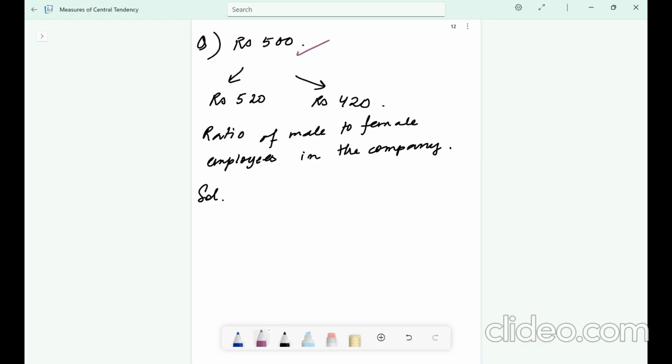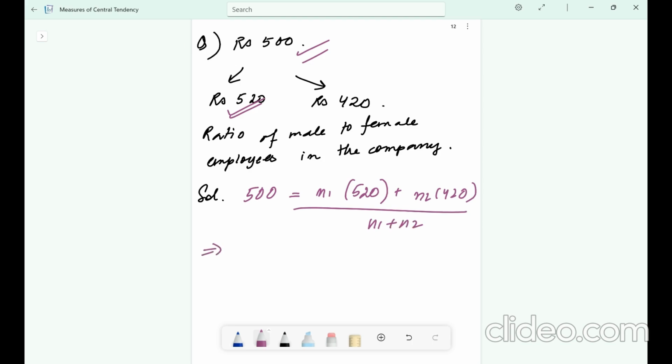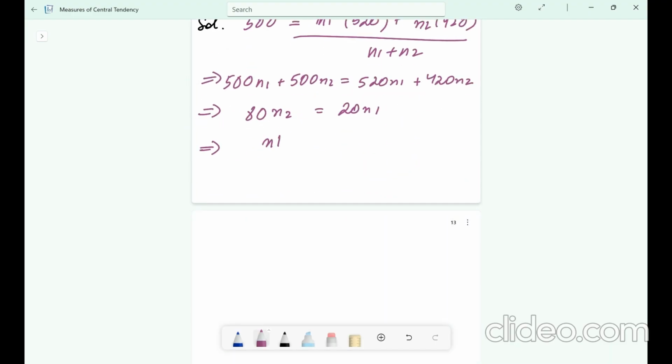How will you solve it? First, see, 500, the mean, is given. N1 you don't know, but you know the value of AM for the male, and N2 is 420, divided by N1 plus N2. All right. So now cross multiplying, 500 N1 plus 500 N2 is equal to 520 N1 plus 420 N2, which means 80 N2 by 20 N1, and hence N1 by N2 is 4 by 1, which is basically 4 is to 1. This is the answer.